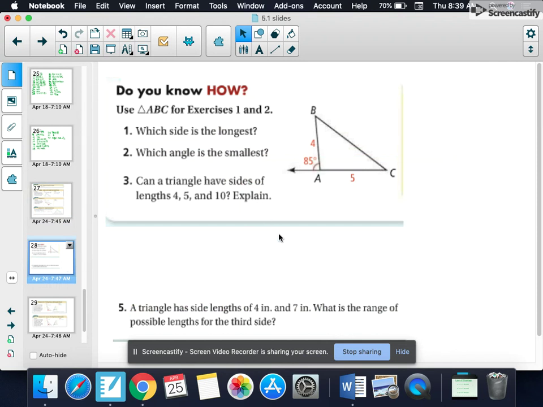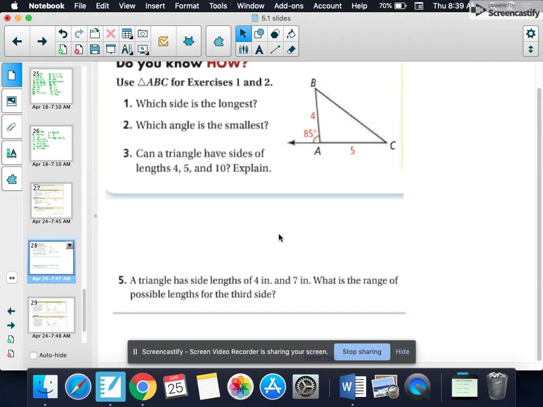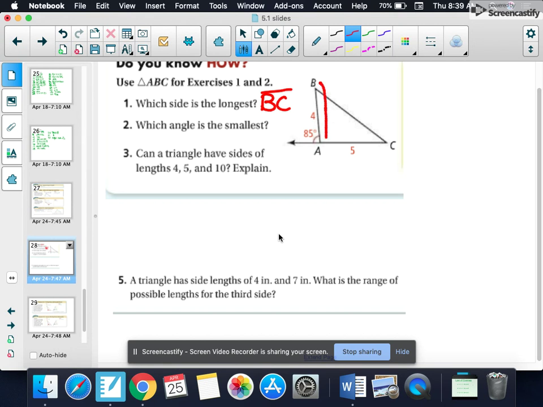So we're going to look at a few examples. The first example says, which side is the longest? And by looking at this, we can see that side BC is the longest. It says, which angle is the smallest? So again, we're looking for our shortest side, which is BC or BA, which is 4. The opposite angle of that is angle C. So angle C is the smallest.